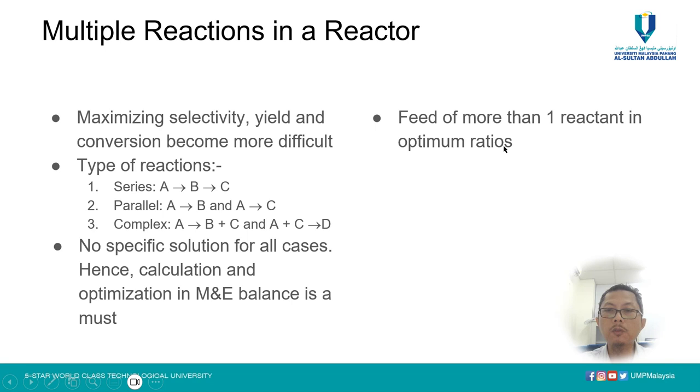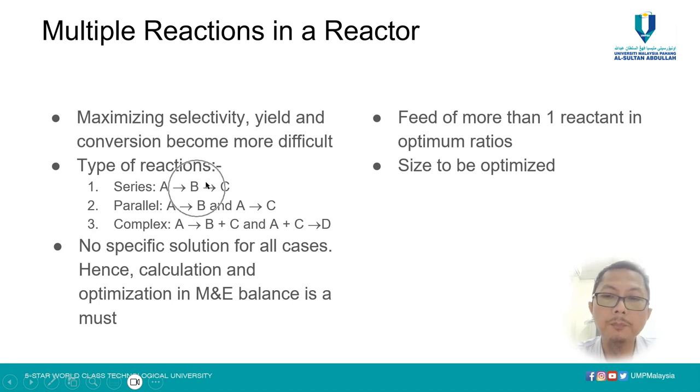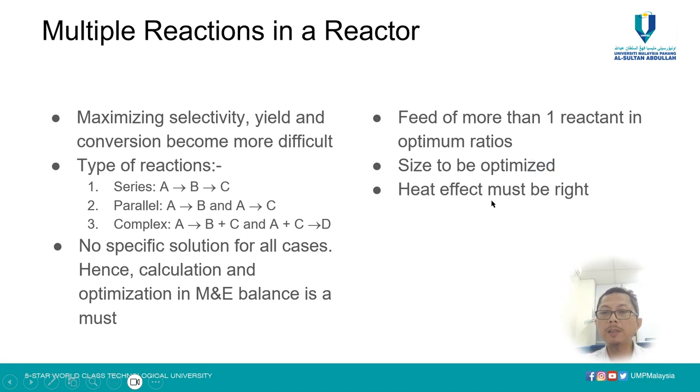For example, we need to optimize the ratio if we have more than one reactor. The size of the reactor must be optimized. For example, if you have a series reaction like this, you must have the correct size so that the concentration of P is maximum, and the heat effect must be right. We have to analyze the energy balance so that we can decide whether the reactor is adiabatic or diabatic, isothermal or non-isothermal. So the heat effect must be correct so that it will not reduce the selectivity, yield, and conversion.